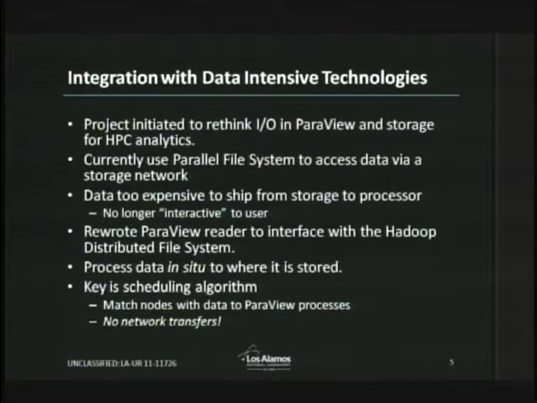Now, the trick to this is ParaView is not a MapReduce application. It's an MPI program. So what we had to do is devise a scheduling algorithm that would place these MPI processes on the data nodes that actually were storing the chunks we needed to access. And ultimately, we want the goal of no network transfers.